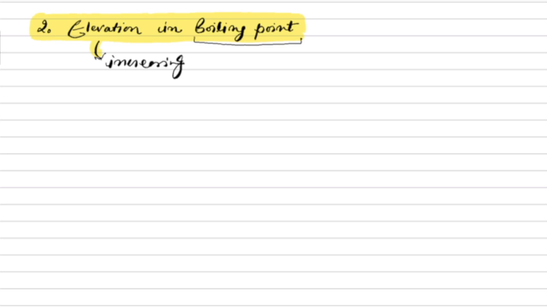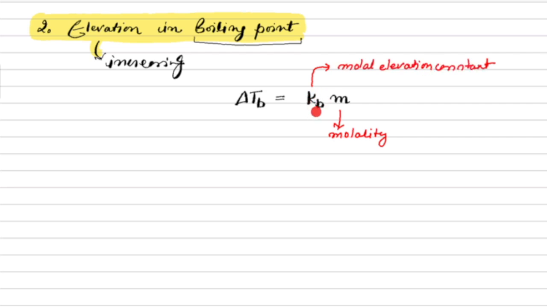Now we will discuss the formula, how to calculate how much the elevation will be. So delta TB, this is what delta means, change or elevation in the boiling point, will be equal to Kb, a constant, multiplied by m. Remember, not X. This m is molality. Let me use a different color for explaining this. And this Kb is a constant, and we call it the molal elevation constant. This is a fixed value. It is found by experiments.